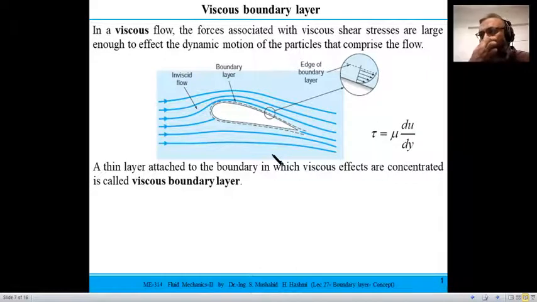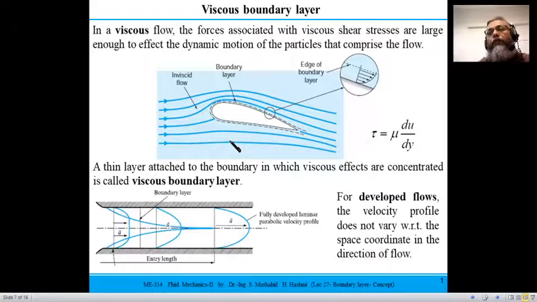So this boundary layer idea is due to the viscous effects. The region in which the viscous effect is dominant or cannot be ignored is called the boundary layer region, and the layer is the boundary layer in short.